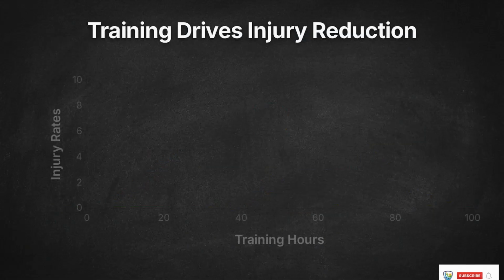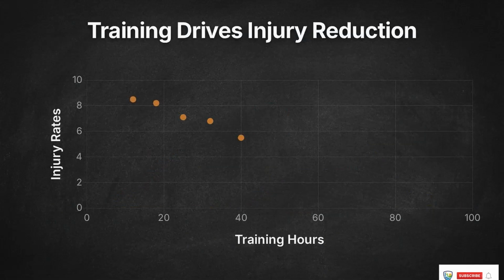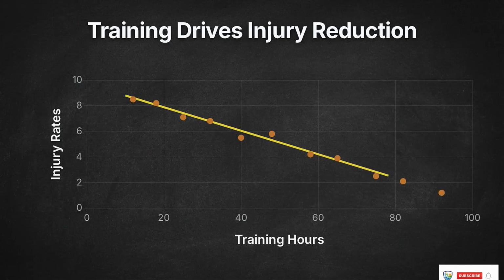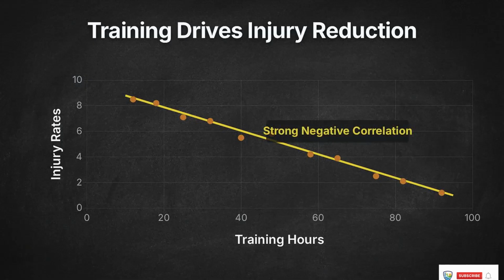We also use correlation to measure relationships between two variables. This scatterplot maps training hours against injury rates. The resulting correlation coefficient, which ranges from -1 to +1, shows a strong negative correlation. As training increases, injuries strictly decrease.